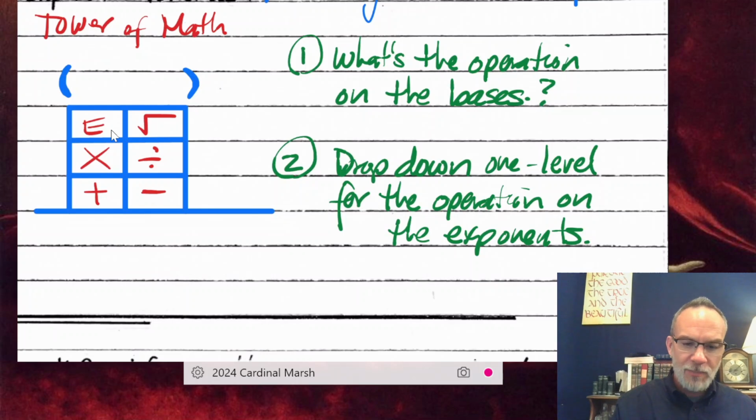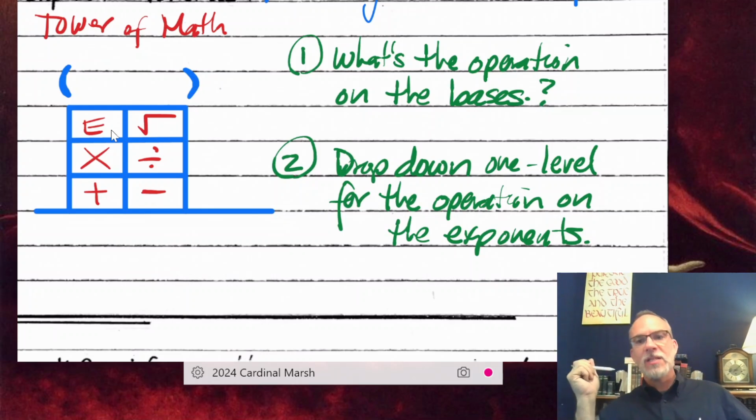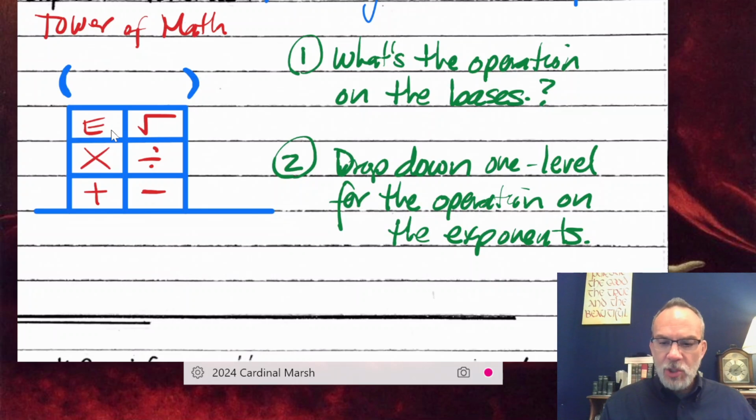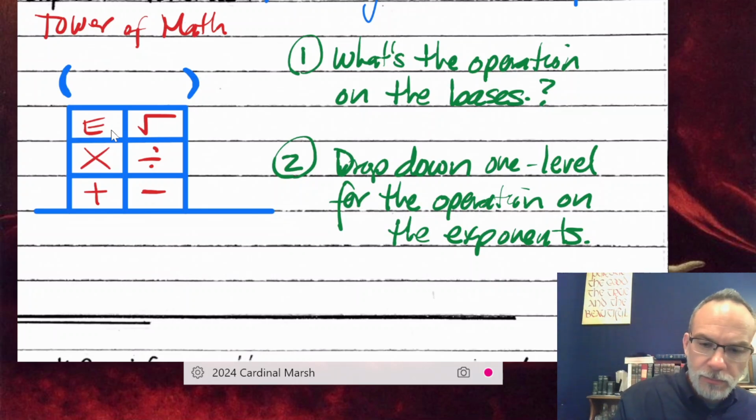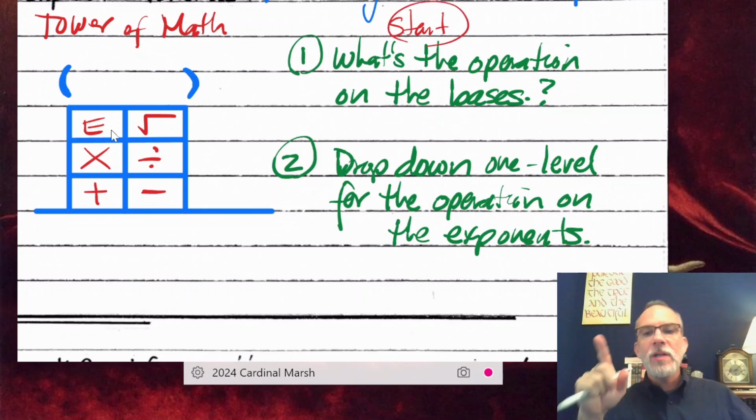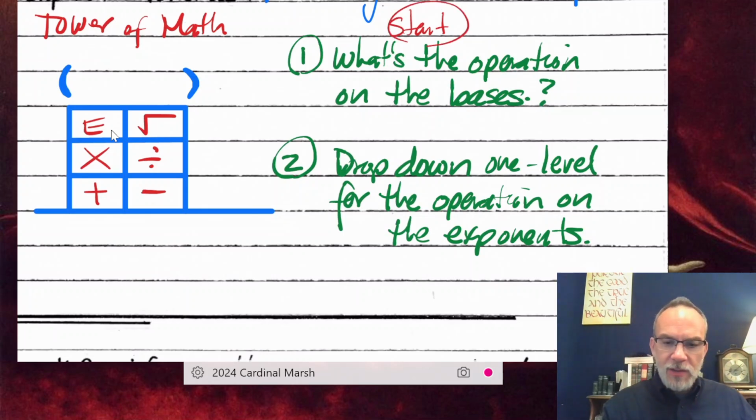And then up here, there's some parentheses. We lose those later on. But here's how you would use them for the exponent rules. What you would do to determine what the exponent rule is, you would start with deciding what's the operation on the bases. And so you would go to the Tower of Math and you would pick wherever you are, what are you doing with the bases? Let's say you're multiplying them.